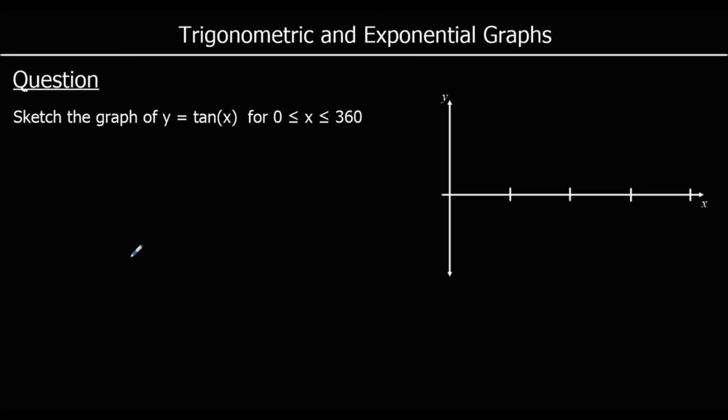Sketch the graph of tan x for 0 to 360. So give this one a go. So the tan graph started at 0, and then it got bigger and bigger as we approach 90. So we say we've got an asymptote at 90 degrees. And this repeats every 180. So we'll have another one at 270 degrees.